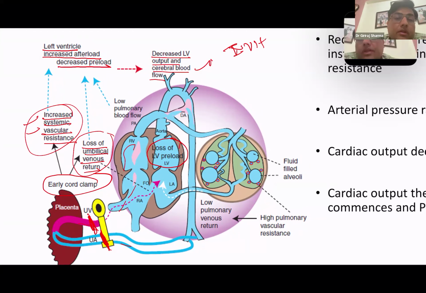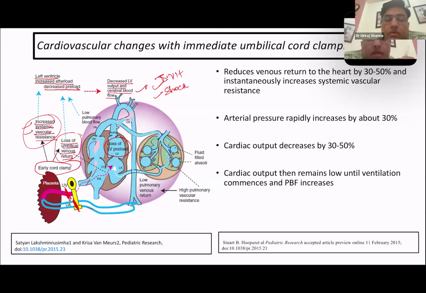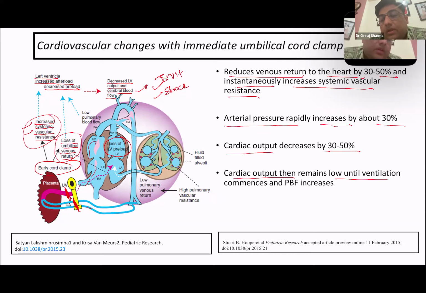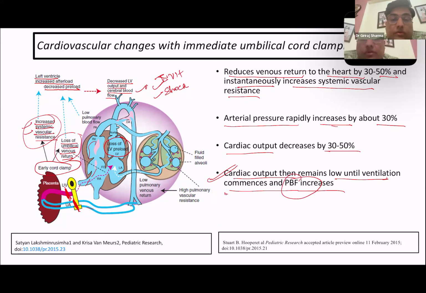Second, the baby is going into shock, hemodynamic instability, because afterload is increased and preload has decreased, so cardiac output has decreased. So this is happening if we are doing immediate cord clamping. Immediate cord clamping reduces the venous return to the heart and instantly increases the systemic vascular resistance. So arterial pressure rapidly increases by 30%, cardiac output decreases by 30%, and cardiac output remains low until ventilation commences and pulmonary blood flow increases. So this is what happens in immediate cord clamping.